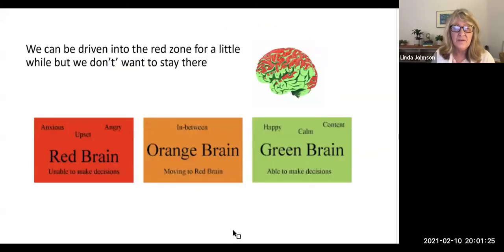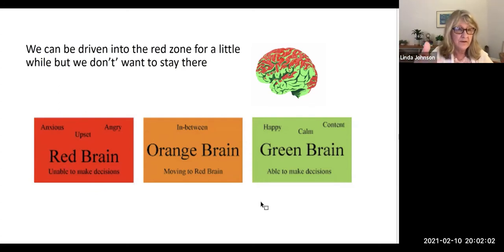We can spend time in the red brain for a little while, and sometimes we need to, if we have an urgent situation or we want to energize ourselves. And remember, what we're talking about with the red brain is that we're dealing with upset emotions. We're dealing with some level of fight or flight, which is what stress is. And the green brain is when we feel more of a sense of security and calm.